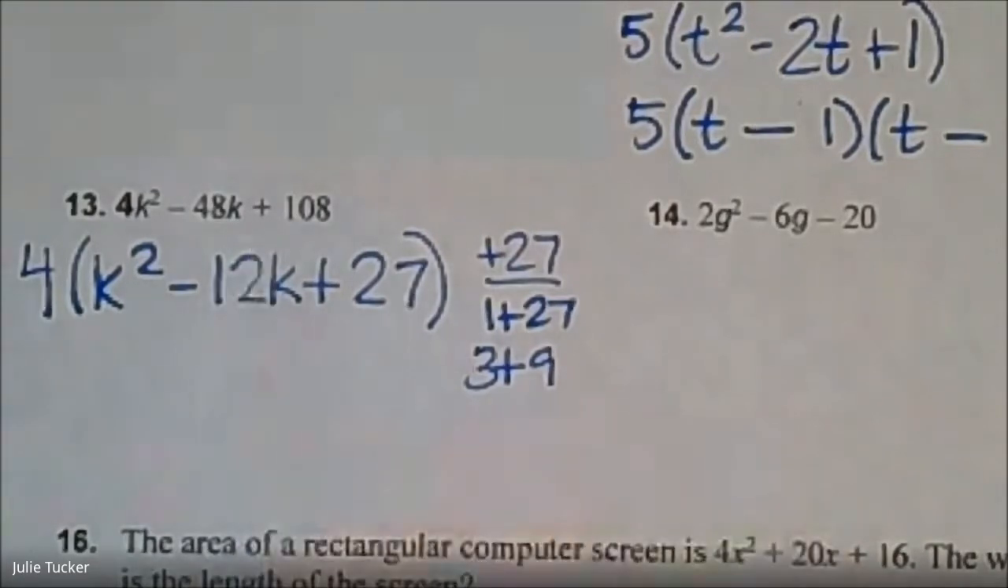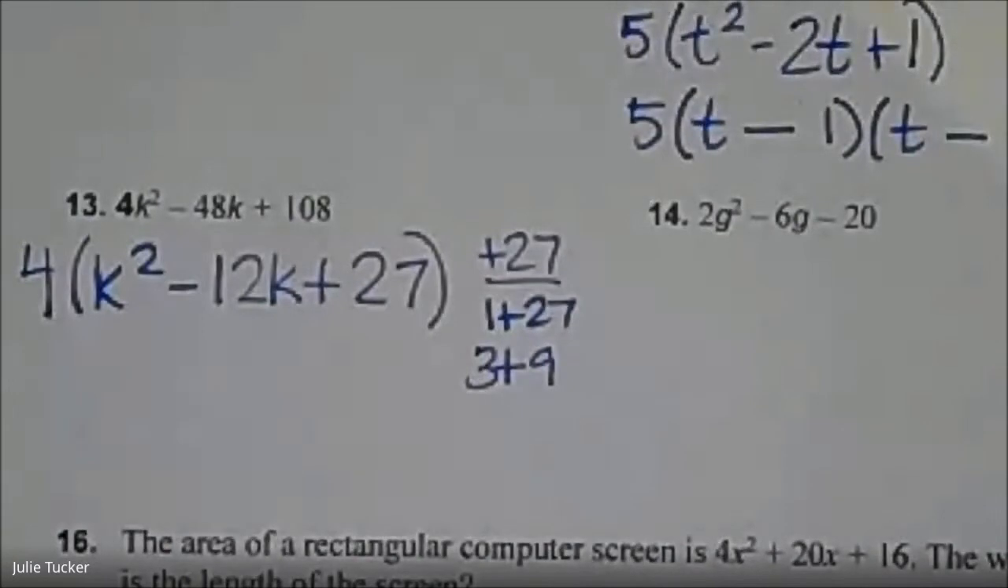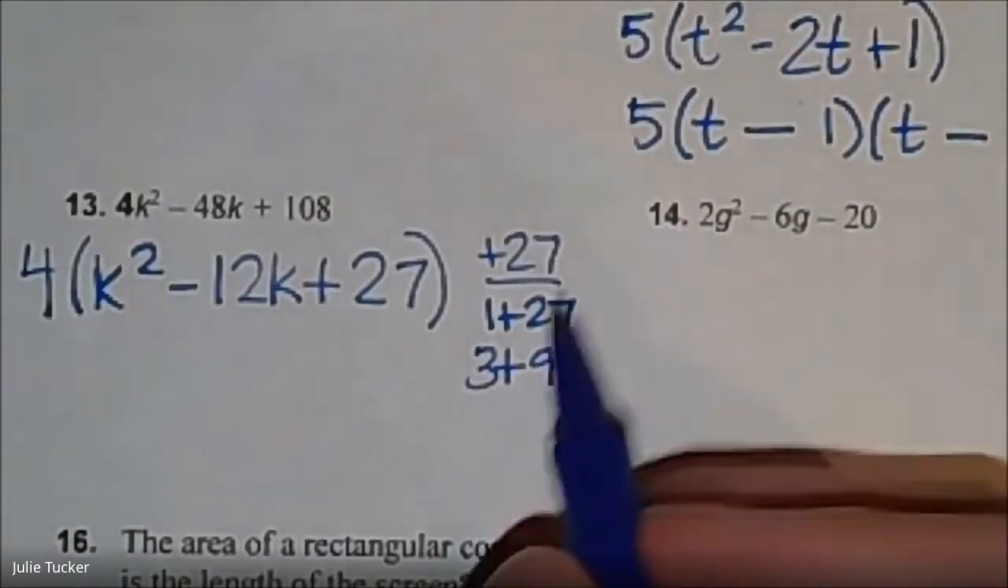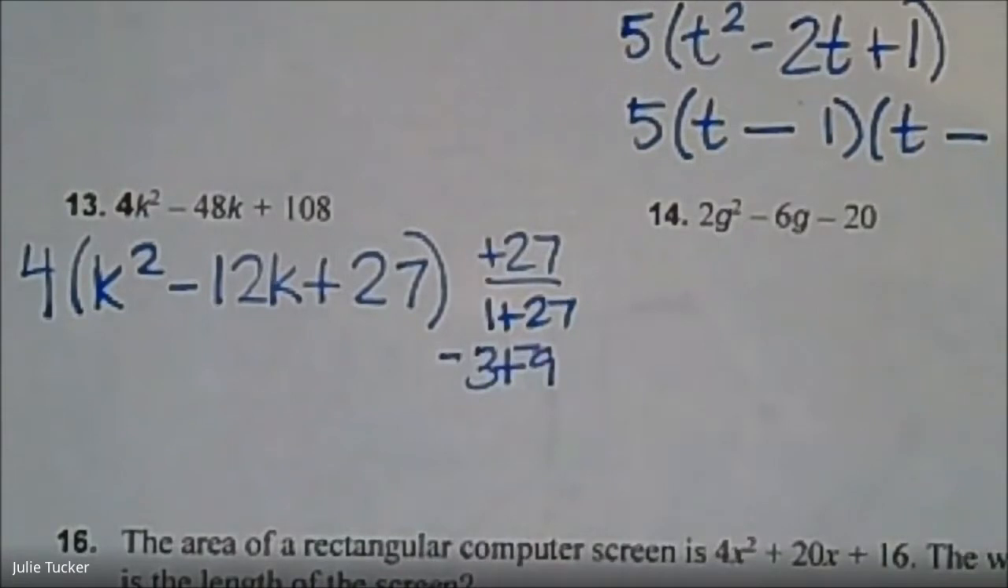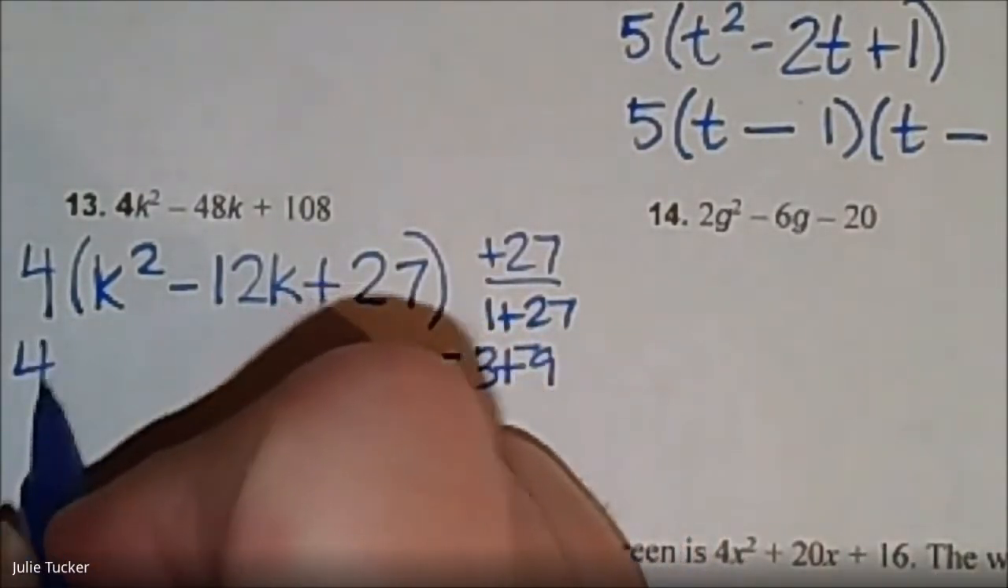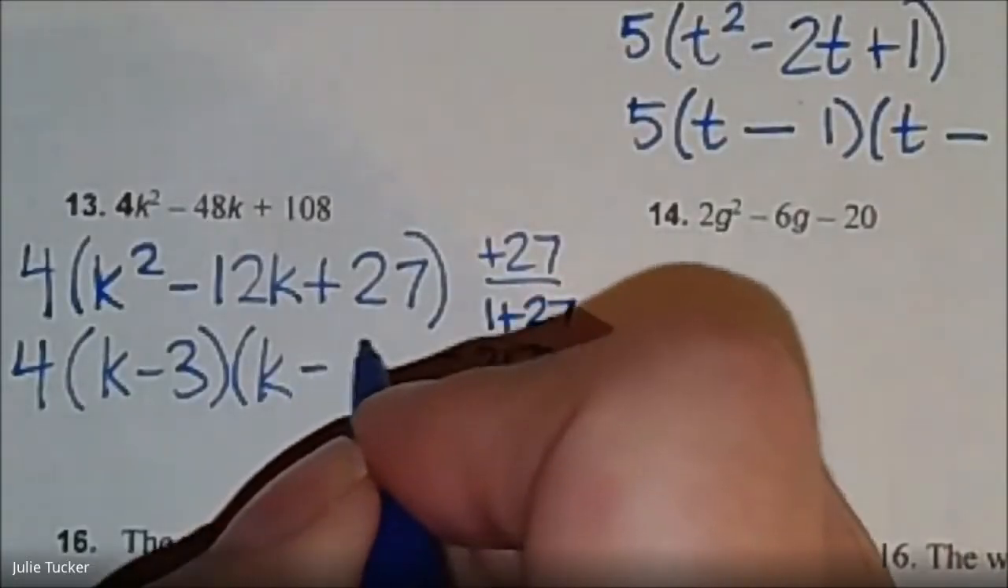So how do I get to 12? I have to change my signs. Can I change the sign on just one number? No, because it'll be like subtracting if I do that. So the only way to make it like addition is to make them both negatives. So k minus 3, k minus 9.